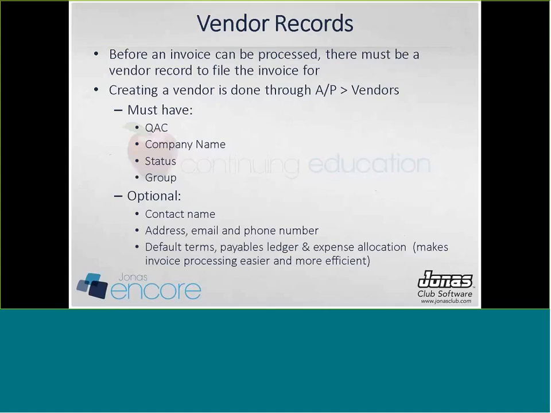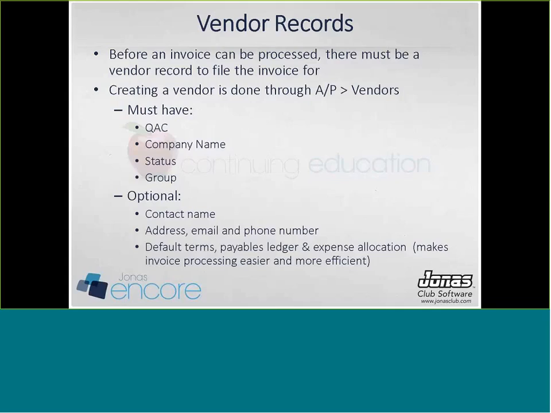To create a vendor, you're going to go to your Accounts Payable module, and you're going to go to the Vendors tab. Vendors is found under Setups for Accounts Payable. In order to set up a vendor, you have to have a quick access code, that's your QAC. You have to have the company name, that's your vendor name, a status, which is usually active or inactive, and a group.